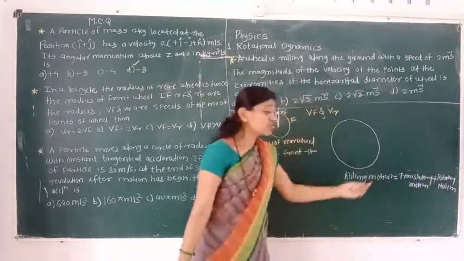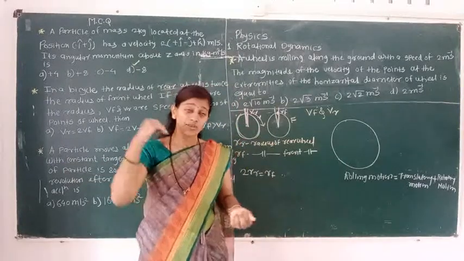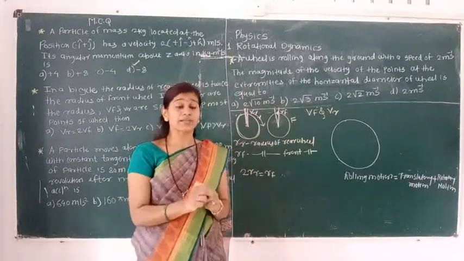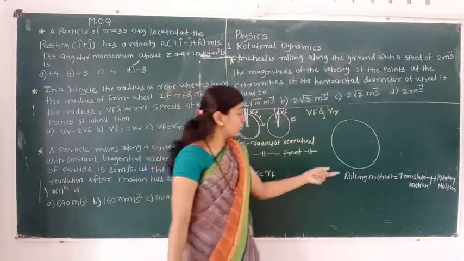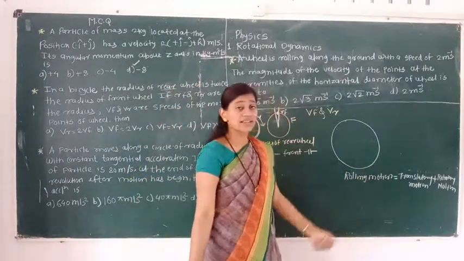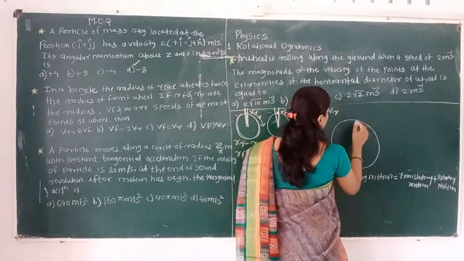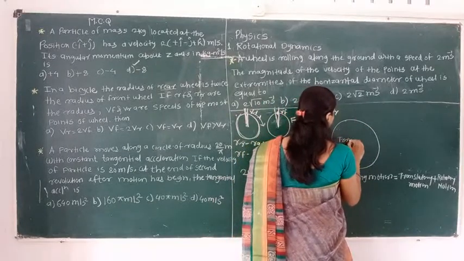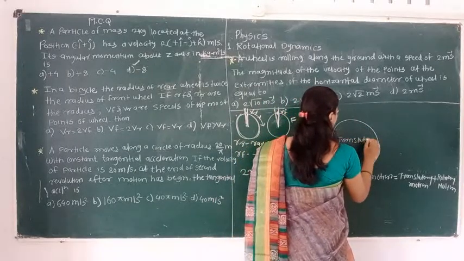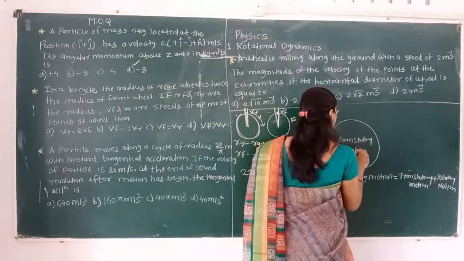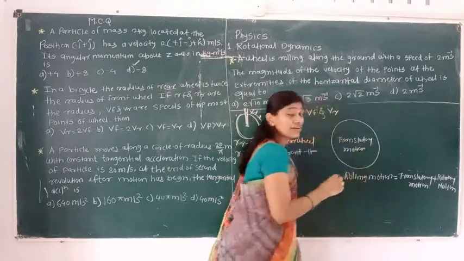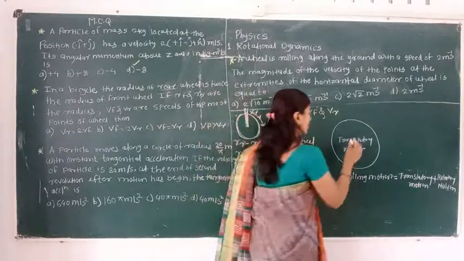That we know, rolling motion is a combination. The body which is going to roll performs two motions: one is translatory motion and the other is rotatory motion. If we consider translatory motion, what happens in translatory motion? The body is going to translate from one place to another place.